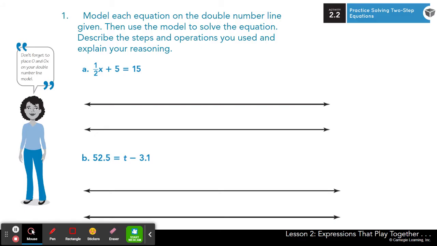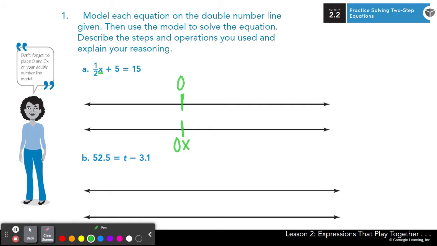So the first equation is 1 half x plus 5 is equal to 15. Now, like I said, there's nothing on this number line. So to help you out, the very first thing that you should put on any number line, you always start from where? If you said 0, you're brilliant. Go ahead and put a 0. And then also, the variable that is in our equation is an x. So I'm also going to put 0x on my double number line as well.